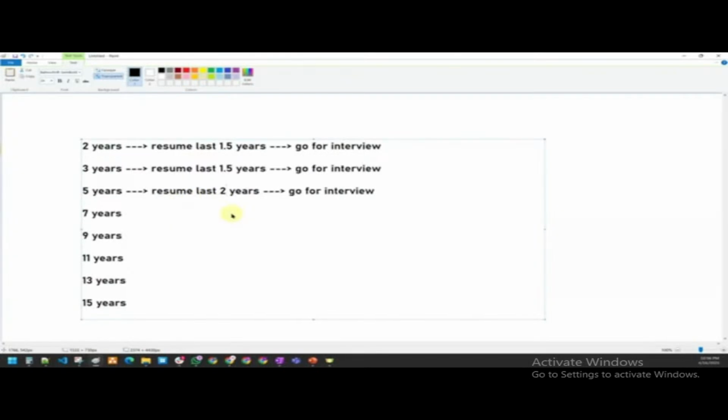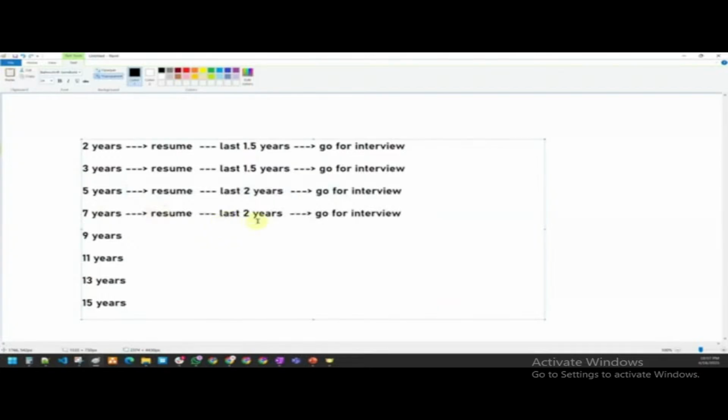You create your resume in such a way that for the last 2 years I have worked on GCP. That's how you create your resume. Then go for the interview, because there are plenty of opportunities, so you don't have to worry about that. Then, sir, even though you have 7 years, you can even put 2.